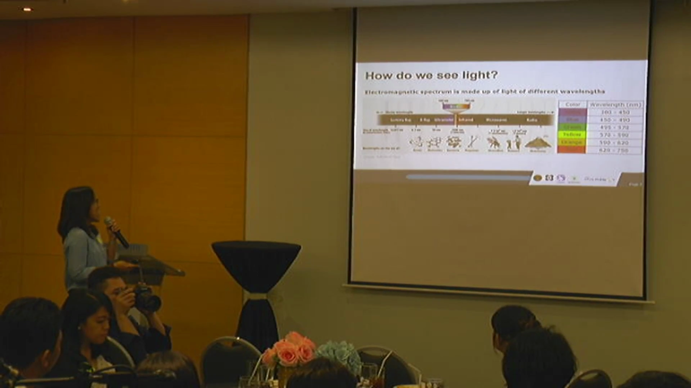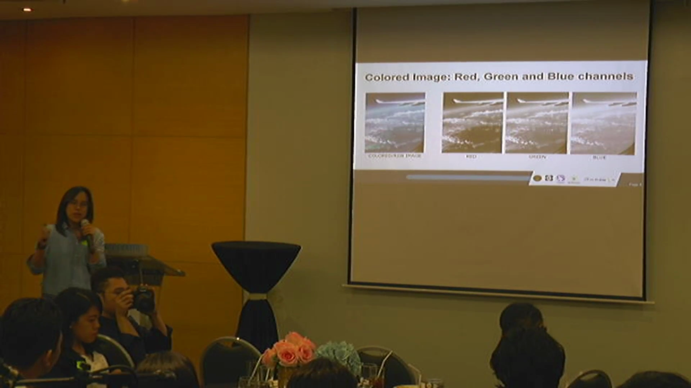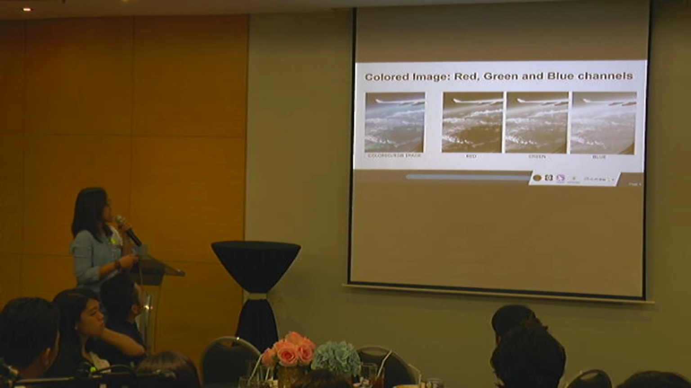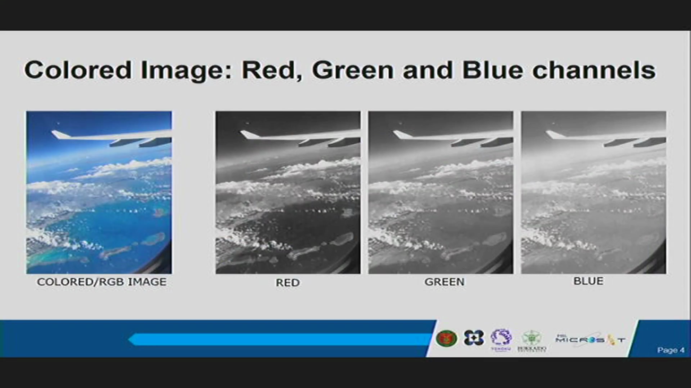Okay, now, going back to the image that I showed earlier. So this image here is a colored image. And this colored image can be broken down into 3 channels or 3 bands. That's red, green, and blue. So as you can see here, the blue image is brighter, because the image here is bluer.